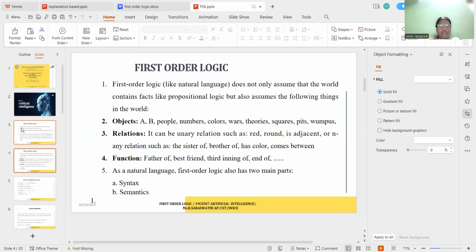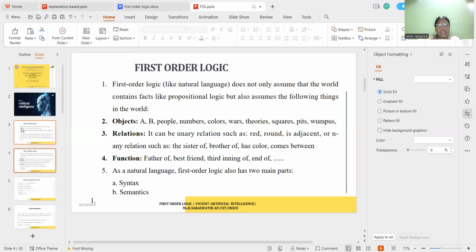Today we are going to see about first order logic. First order logic does not only assume the world contains facts like propositional logic, but it also assumes the following things in the world: objects like A and B, people, numbers, colors, words, theory, squares, bits, compass. The relations can be unary relations such as red, round, is adjacent, or n-ary relations such as sister of, brother of, has color, comes between. The functions are father of, best friend, third inning of.